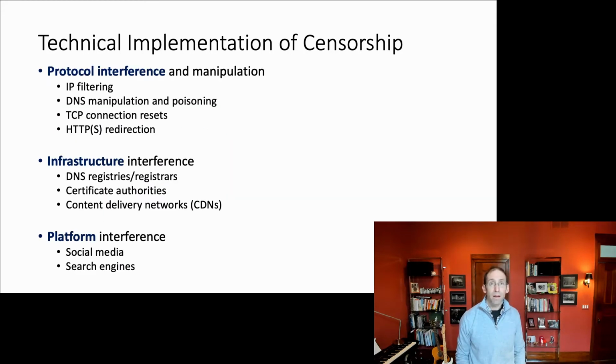Censorship can be technically implemented in a variety of ways, including through protocol interference and manipulation, such as filtering of the lower layer internet protocols, such as the Internet Protocol, TCP, manipulation or poisoning of the domain name system, the system that resolves internet names to addresses, redirecting or blocking web pages, so-called HTTP or HTTPS redirection, and so forth.